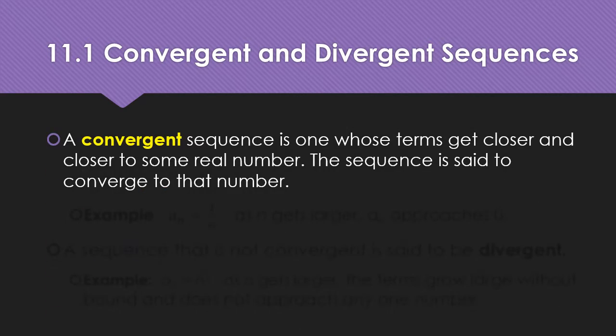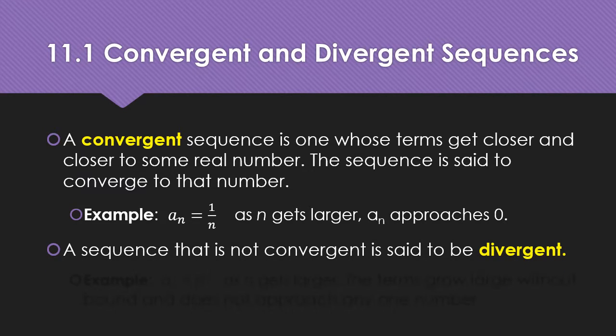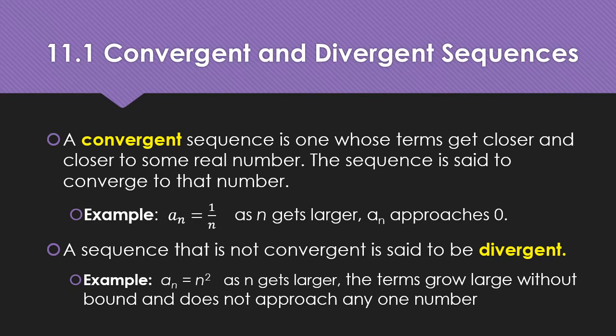A convergent sequence is one whose terms get closer and closer to some real number. The sequence is said to converge to that number. For example, 1 over n. As n gets larger, a sub n approaches 0, so it converges to 0. A sequence that is not convergent is said to be divergent. For example, a sub n equals n squared. As n gets larger, the terms grow large without bound, and it does not approach any one number.